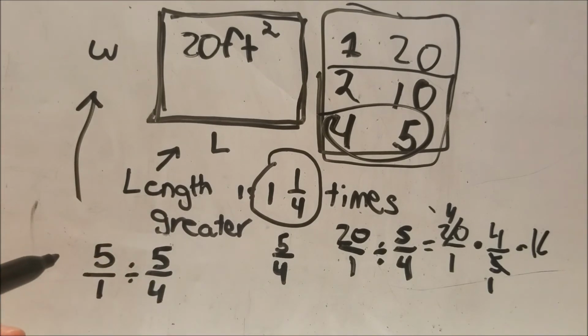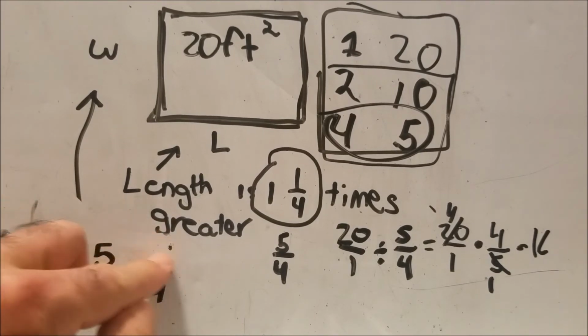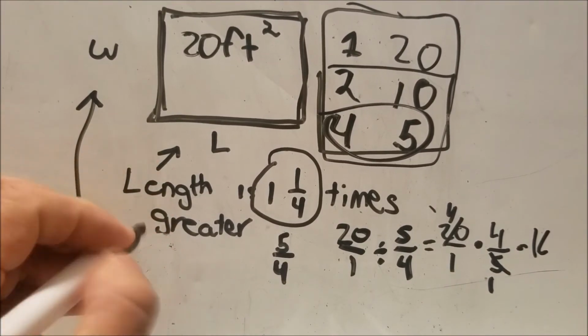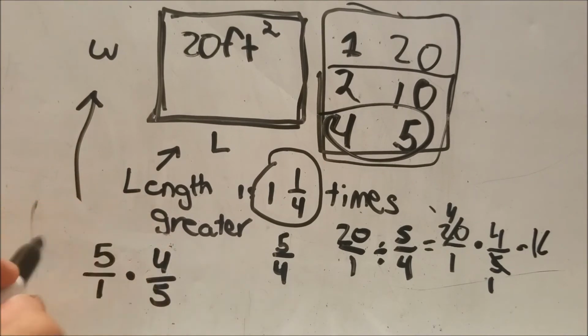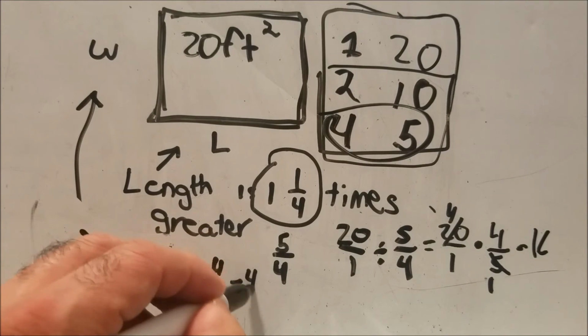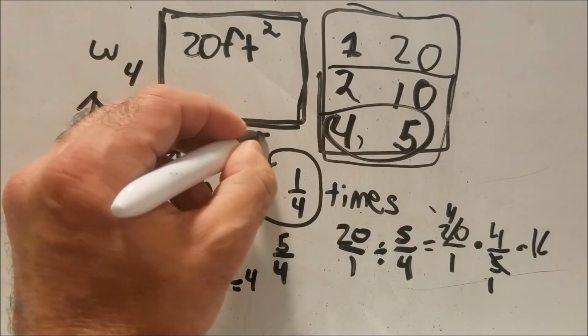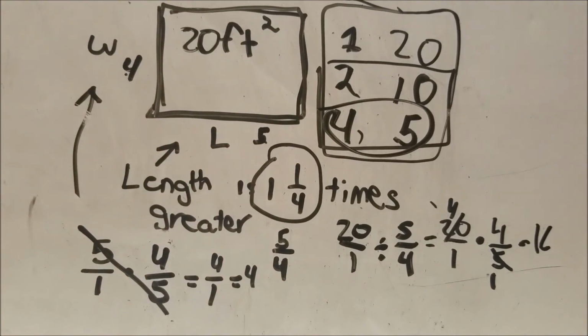Will it work? We're going to keep this. Change. Change to what? Multiplication. And then flip it around. Do the reciprocal. And guess what? You can cancel the 5s. You get 4 over 1, which is 4. There it is. 4 and 5 work. So 4 and 5. 5 times 4 is 20.